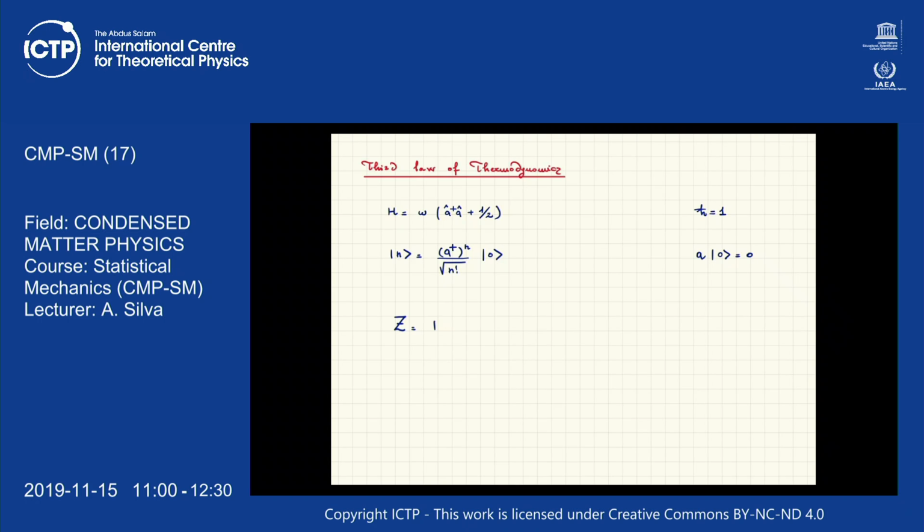The canonical partition function is, by definition, the trace of the exponential of minus beta H. Let's do it slowly. That is the sum over all n of bra n, e to the minus beta H, ket n, which is equal to the sum over n of e to the minus beta h bar omega times (n plus 1/2). With h bar equal to 1, this is e to the minus beta omega (n plus 1/2).